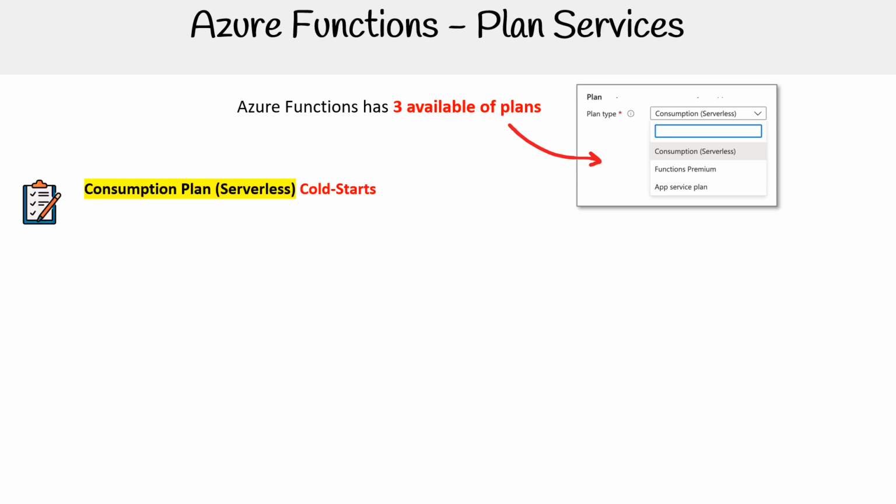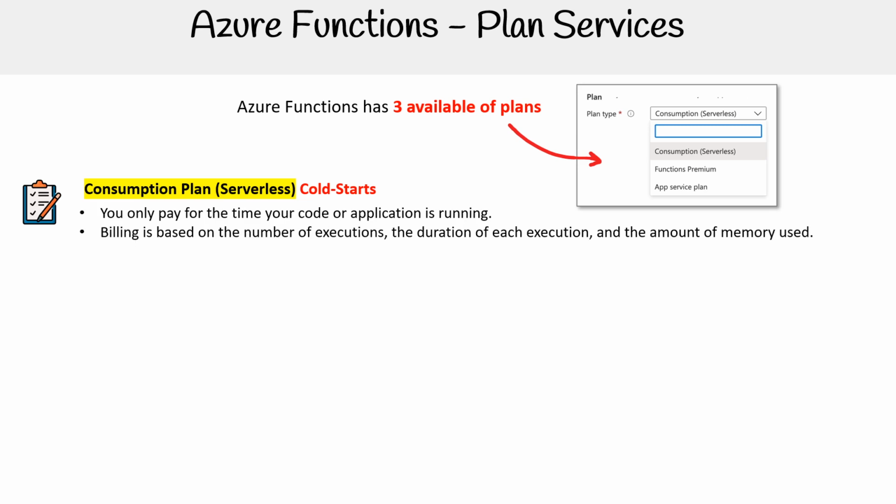So the first is consumption plan, and this would be considered serverless. And because it's serverless, it can scale to 0. And because it can scale to 0, that means that generally we will have cold starts. So you only pay for the time your code or application is running. Billing is based on the number of executions, the duration of each execution, and the amount of memory used. Just pay while you have functions running and scale automatically, even through long loading times.